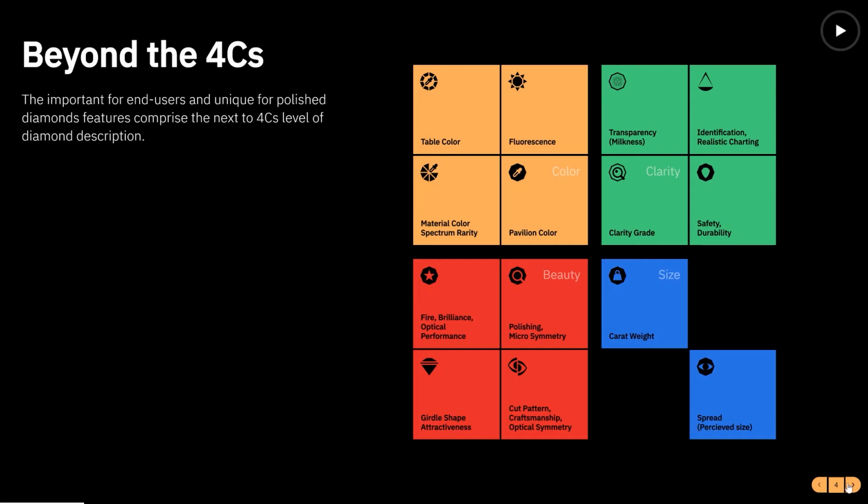SI1 grade due to milkiness in a stone makes it much less desirable compared to a stone with an SI1 grade because of solid inclusions. When it comes to size, the face-up size, visual size is much more important for the buyer than the carat weight of the diamond. Similarly, the diamond has to perform optically. It is important to know how well the diamond is designed and cut to bring out its beauty.